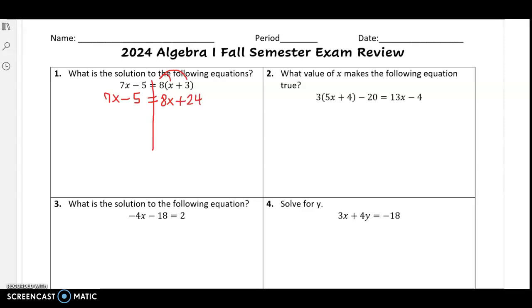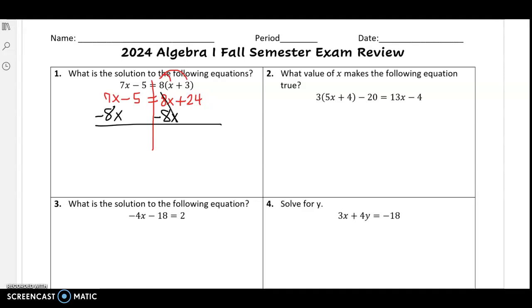This is usually where most students get stuck because they know that there's nothing that they can combine together that are like terms on the same side of the equal sign, but they're not sure what to do when they have x's on both sides. And the key there is that you need to eliminate one of those x's, either the 7x or the 8x. It doesn't really matter. So I'm going to eliminate the 8x by minusing it on both sides.